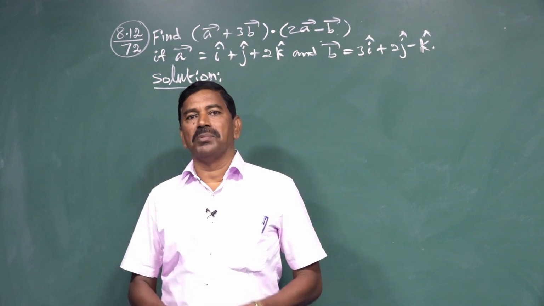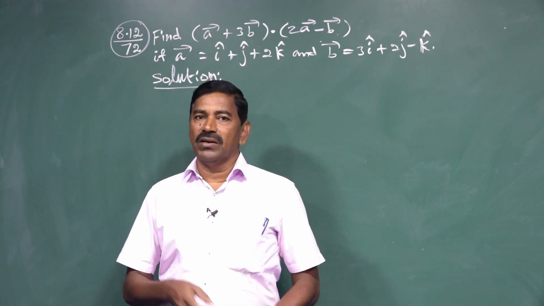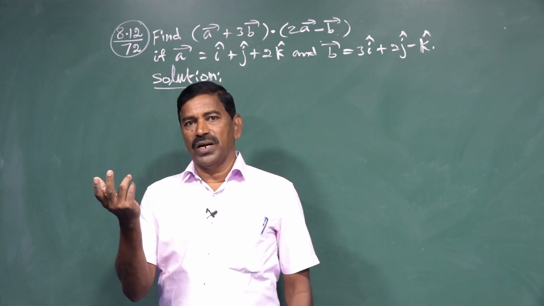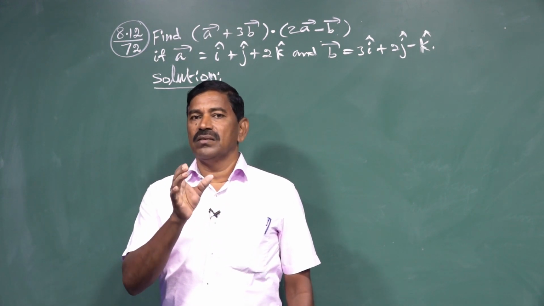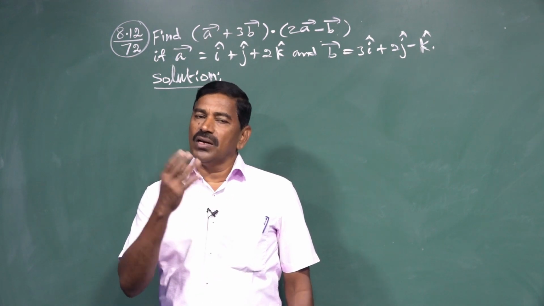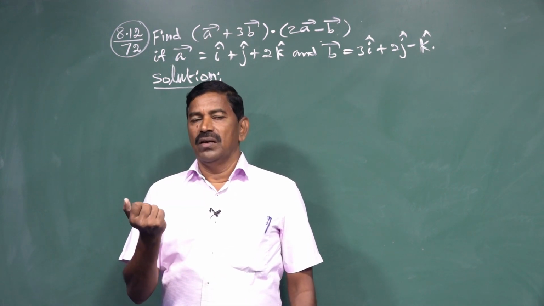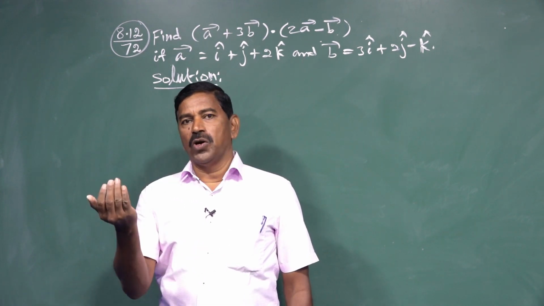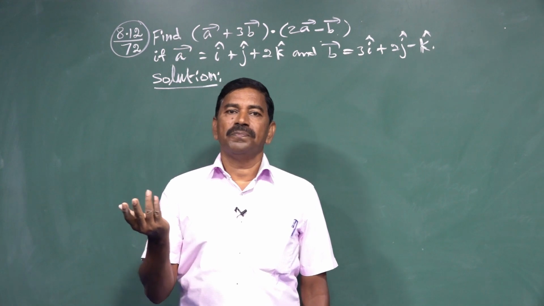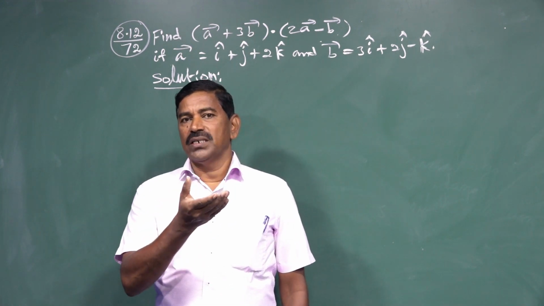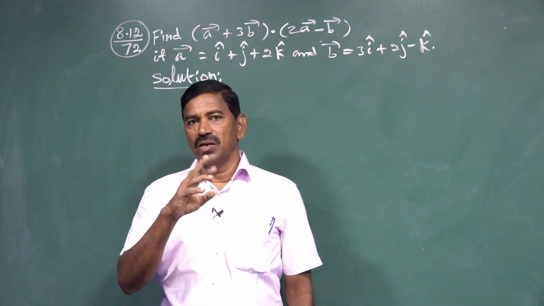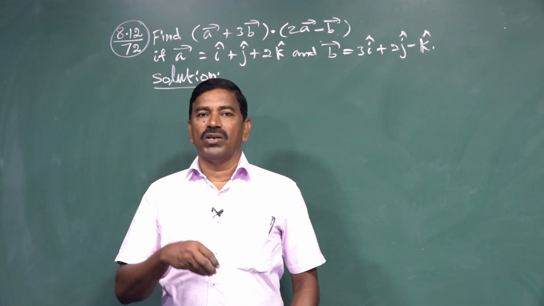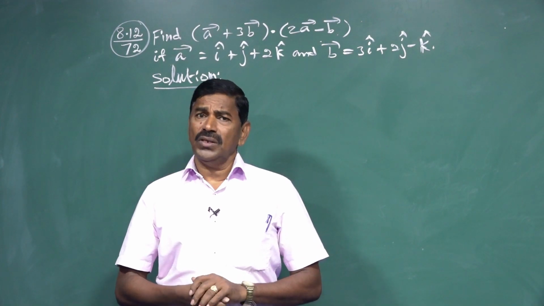Okay, come to the product of the vectors. Product of the vectors are 2 types: dot product or scalar product, and the second one is vector product or cross product. In exercise 8.3, scalar product, that is dot product. In exercise 8.4, vector product, that is cross product. So there are 2 more exercises, 8.3 and 8.4. Already the 8.3 concept you have learned.